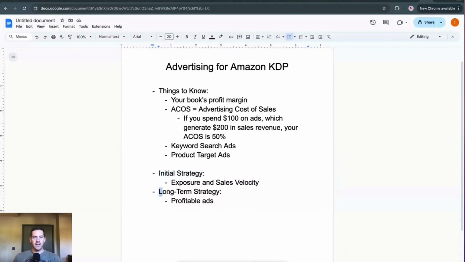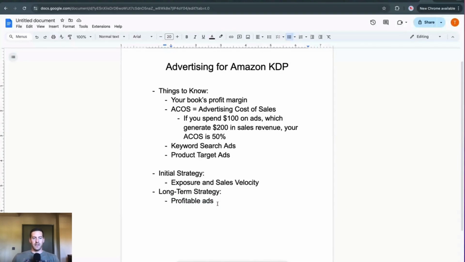The other strategy is a long-term strategy. And for this strategy, I like to have profitable ads. So in the long term, after that first month, I attempt to tweak and adjust my ad campaigns so that I'm only targeting profitable keyword searches and profitable product targets so that my ACoS is lower than my profit margin, so that every time someone buys from the ad, I still make money.